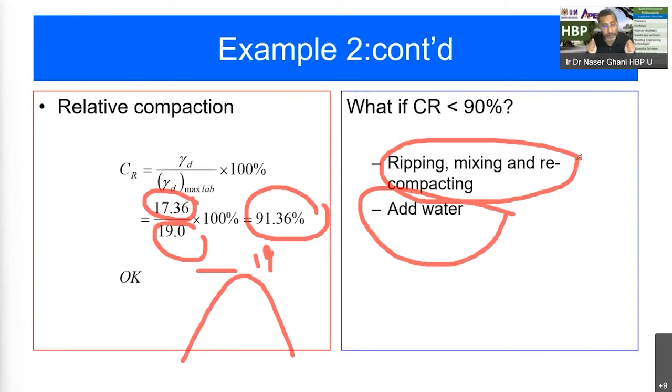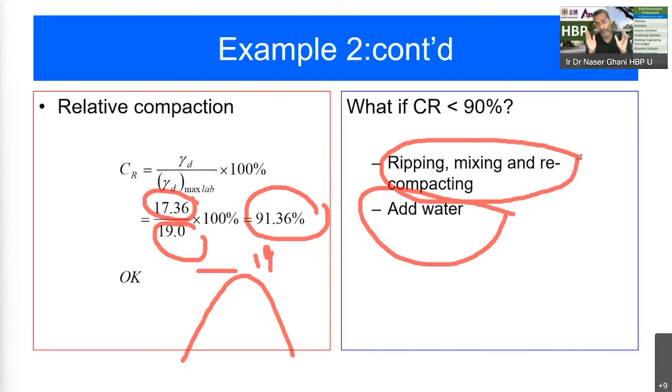You will see in the construction specification, if the soil has been exposed to rainfall, for example, you need to allow it to dry for 1 day, and the next day you come back and then you do ripping and remix the soil on the surface and recompact. So you need to carefully read the construction specification, and that is required by the contract document.